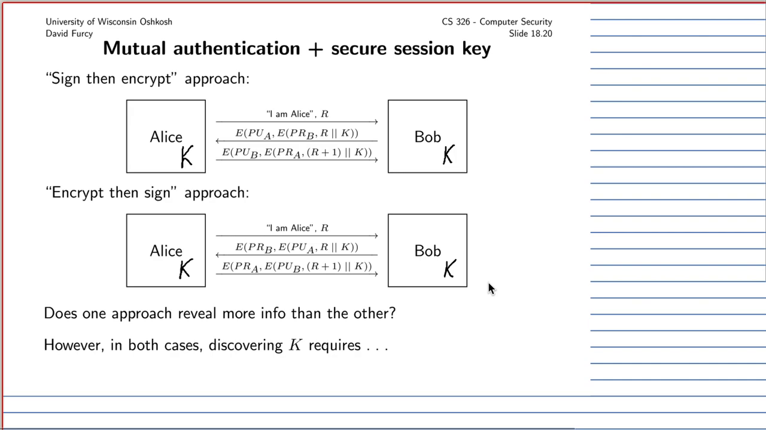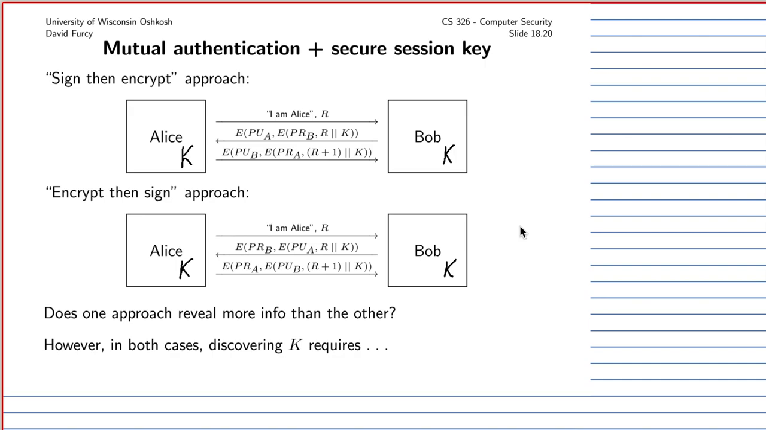I really want you to stop the video, and this is probably the most important time to do so, because this is probably the most complicated protocol we've seen so far. It does mutual authentication, it establishes a session key in a secure way, and it uses a nonce to avoid replay attack. So the two questions that I want you to think about are: is one of these protocols more secure than the other? And more generally, is either one of these protocols completely secure?